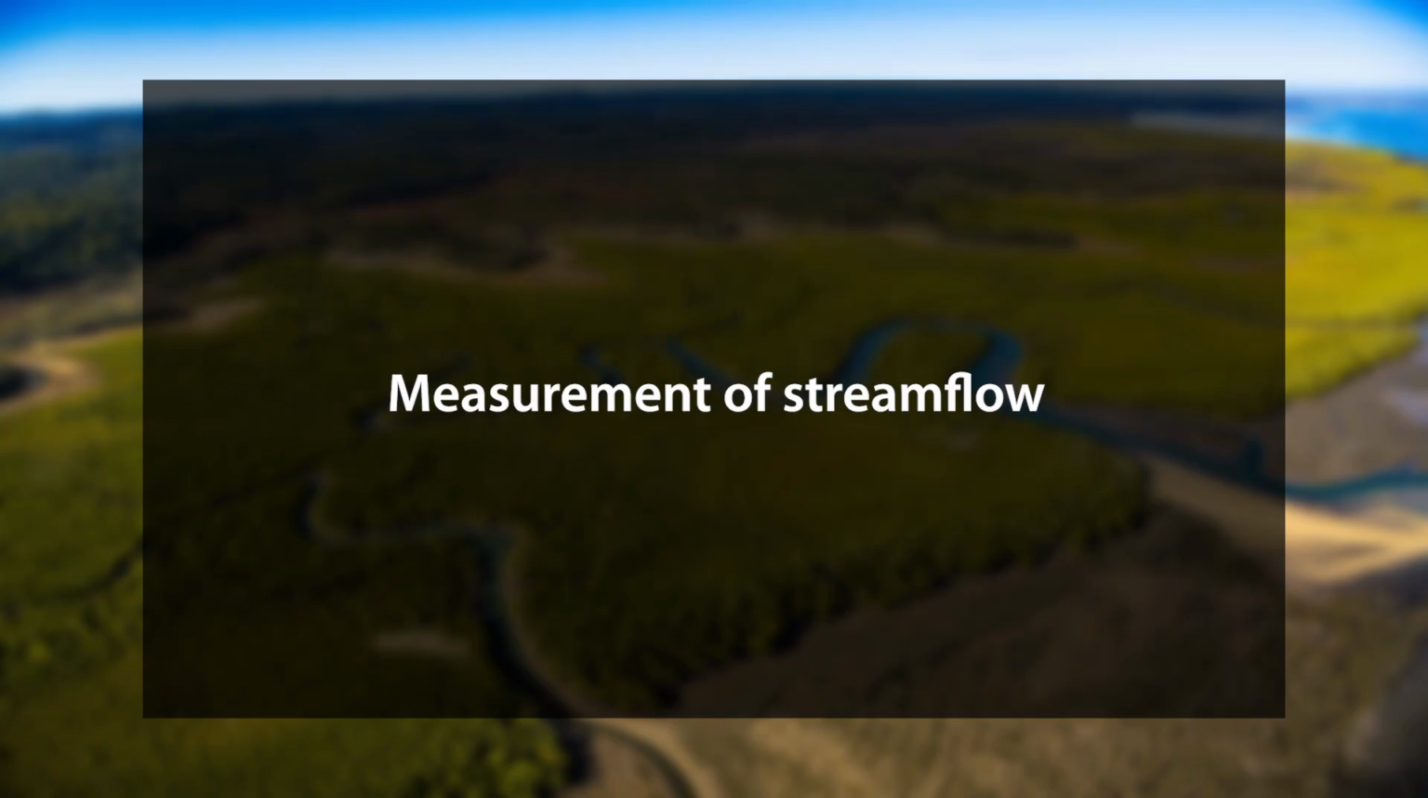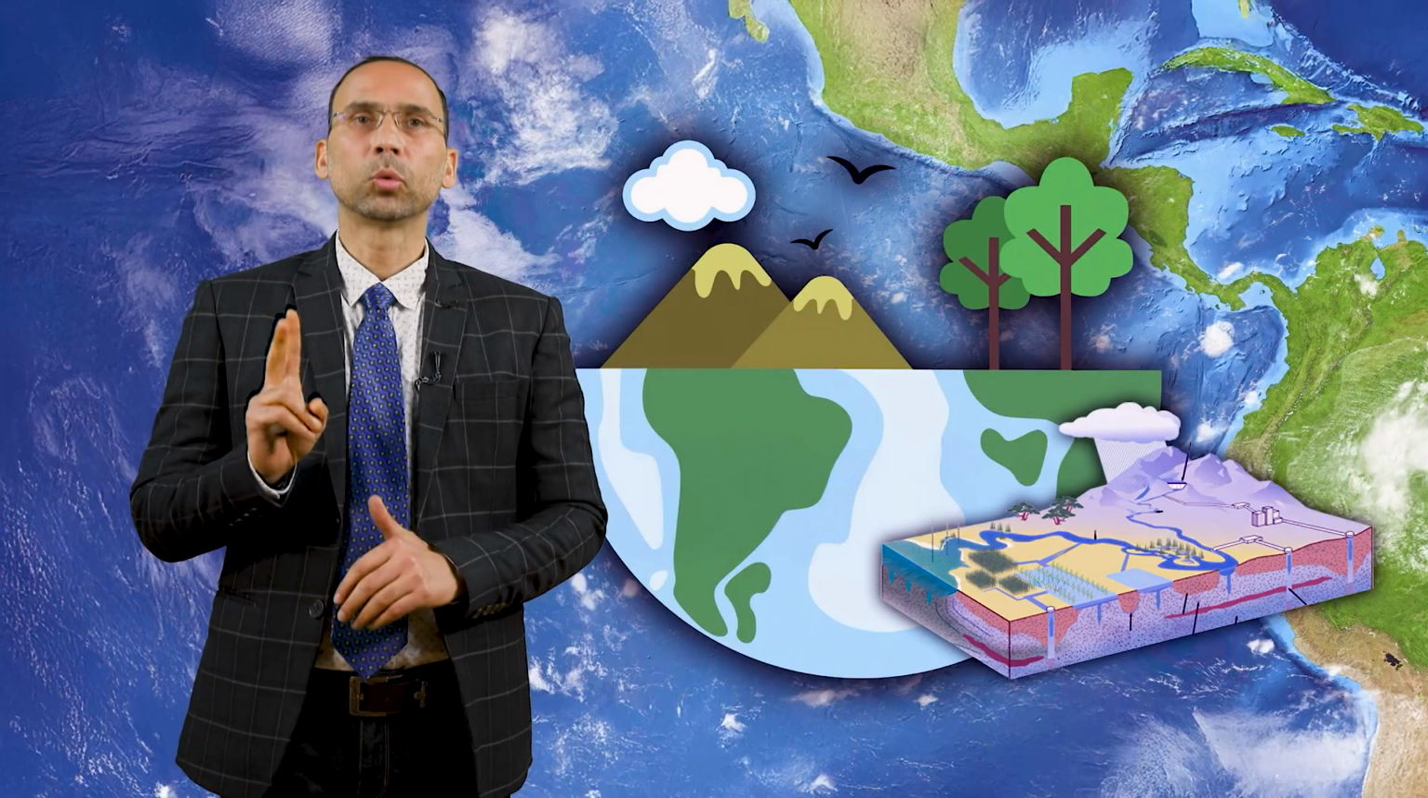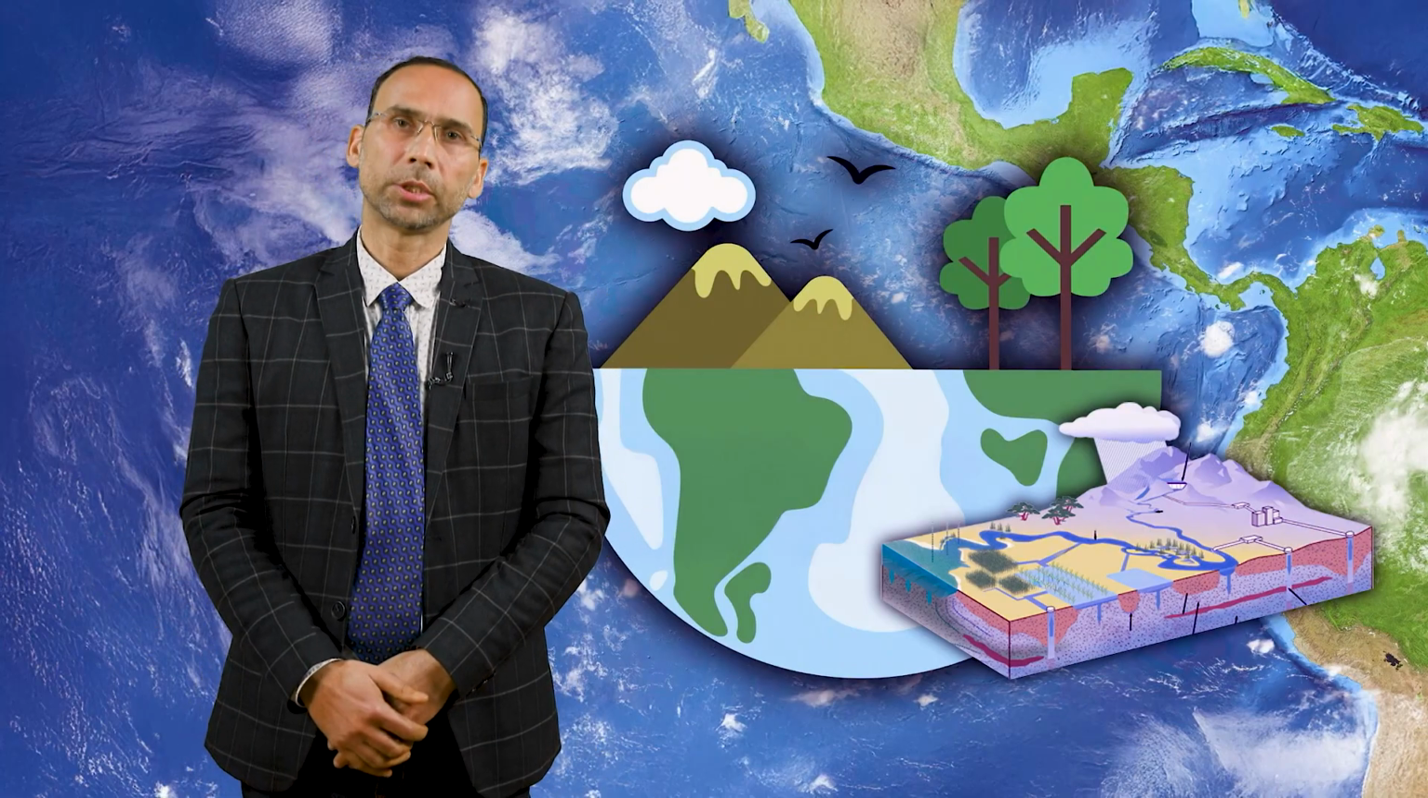Now, measurement of stream flow. Stream flow or discharge is defined as the volume of water transmitting through a given cross section of a river in a given time. It is commonly expressed as liters per minute. Discharge is measured by two most widely used traditional methods.